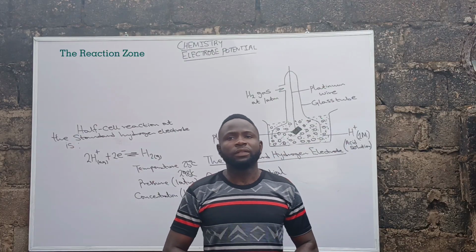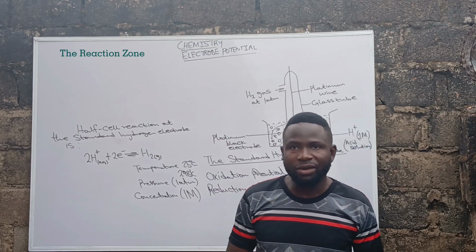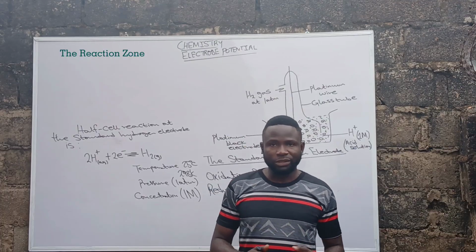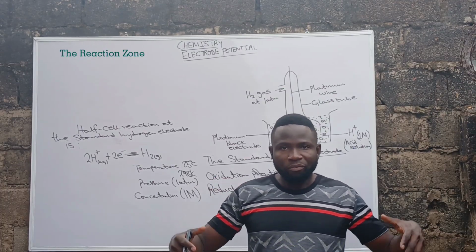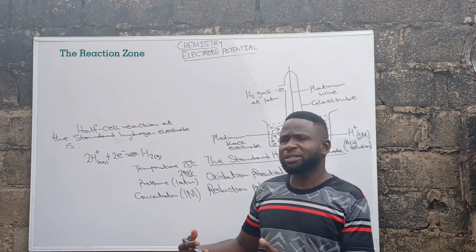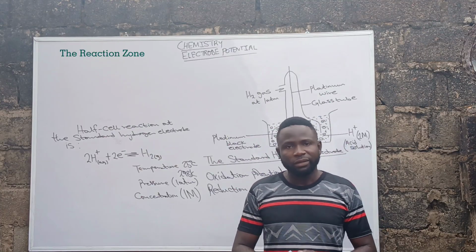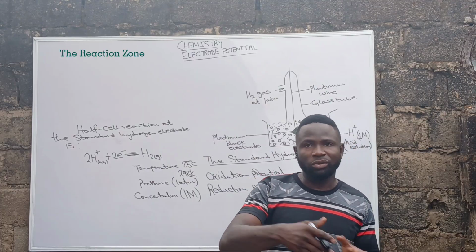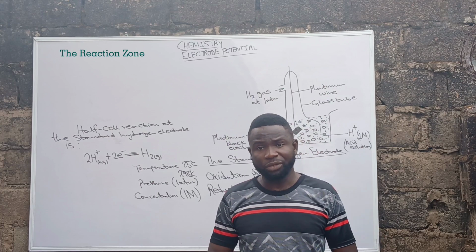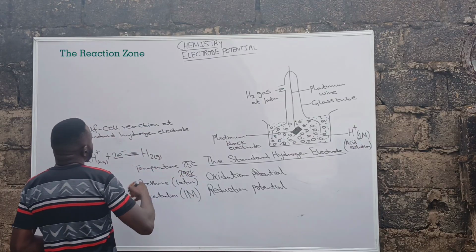Now, the electrode potential of a single electrode cannot be measured directly, which means that two electrodes have to be connected together for you to measure their potential difference. You cannot determine the electrode potential of a single electrode. Instead, the electrode has to be connected to another electrode to form a complete cell, and then the potential difference between them is determined.